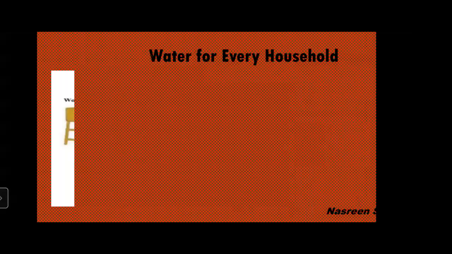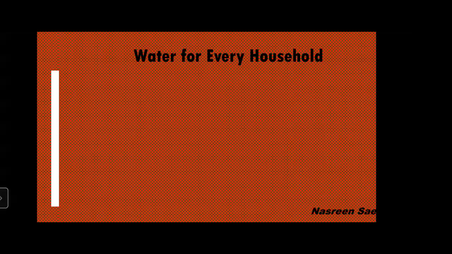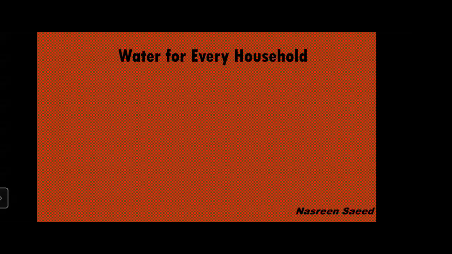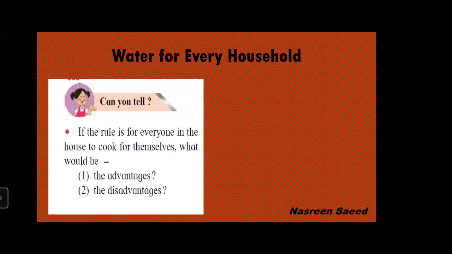Now can you tell, this was there on page number 30. Can you tell? Page number 30. If the rule is for everyone in the house to cook for themselves, what would be the advantages and the disadvantages? Now cooking, it's not necessary that everyone should know cooking.